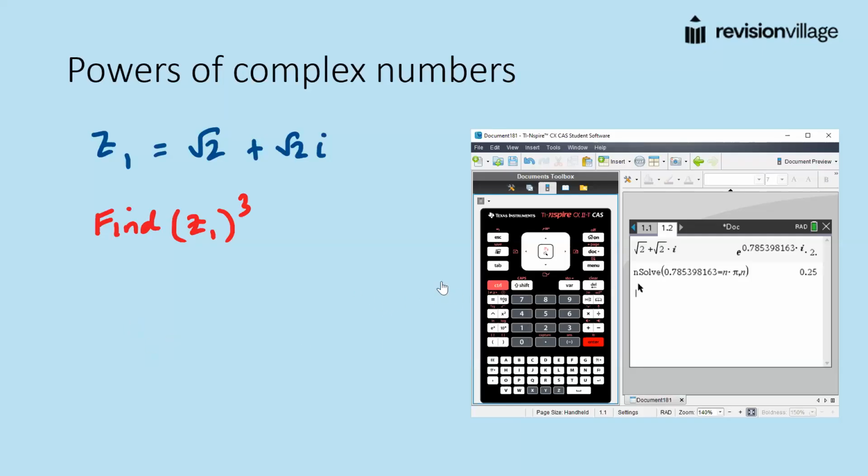Just to make sure, Tarek, we are in polar mode. Yep. So make sure if you've got the same calculator, make sure you've gone into the home button, document settings, and you've gone down to complex number mode and selected polar. So yeah, that's so we could convert from rectangular form into polar form or Euler form.